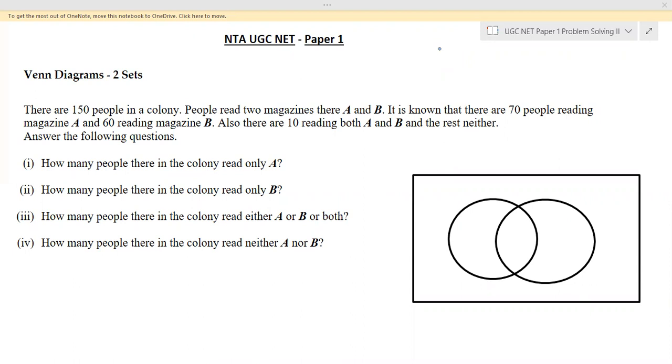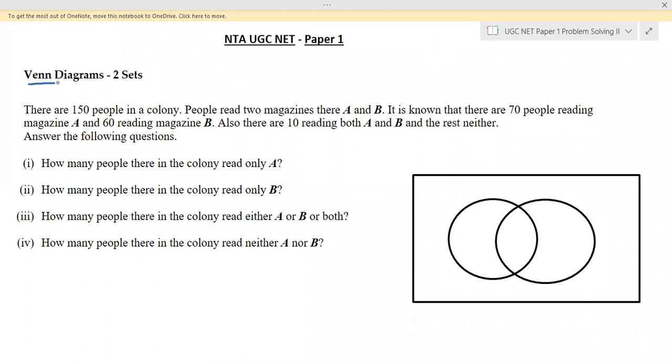After a very long gap we are about to meet here in this playlist NTA UGC NET Paper 1, and in this session we are about to solve a very basic question from Venn diagrams. As per request, we are here to see the Venn diagram concept. Using this very basic problem, let's understand how to approach any Venn diagram question, and what steps you need to take if one is given to you.